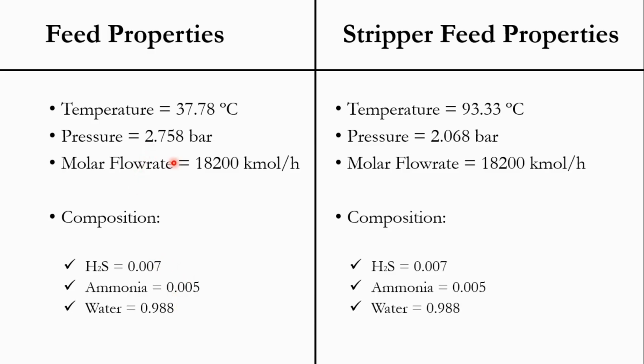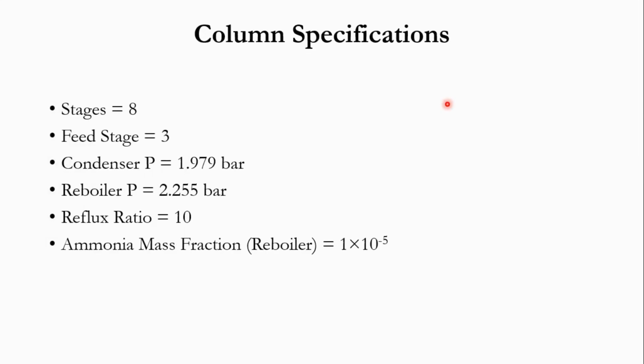The composition and flow will remain the same once it goes out from the heat exchanger, but there is a pressure drop from 2.758 bar to 2.068 bar, and the temperature is increased from 37.78 degrees centigrade to 93.33 degrees centigrade. Talking about the column specifications, the number of stages in the column is 8, the feed stage is the third stage, the condenser pressure is 1.979 bar, and the reboiler pressure is 2.255 bar. One of the design specifications is the reflux ratio, the value of which is 10.